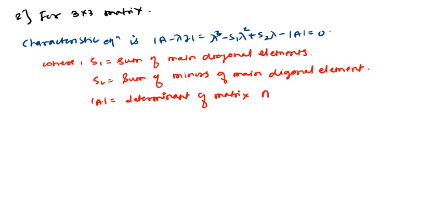matrix A. Okay, so using this equation we can find the characteristic equation for a 3 cross 3 matrix, and that characteristic equation will be this. Okay, lambda cube minus s1 lambda square plus s2 lambda minus determinant of A is equal to 0, where again this s1 is the sum of main diagonal elements, s2 is the sum of minors of main diagonal elements, and this is nothing but the determinant of the given matrix A.